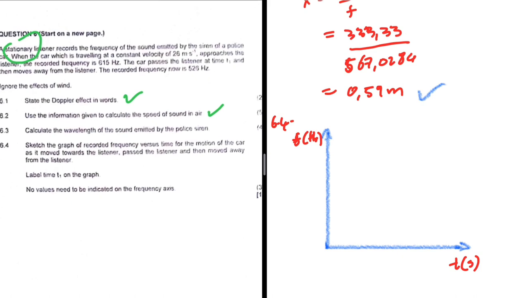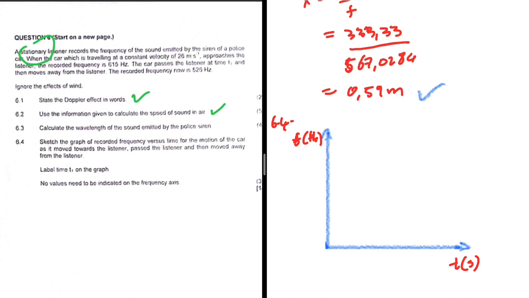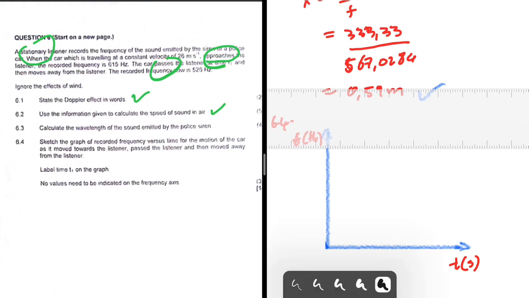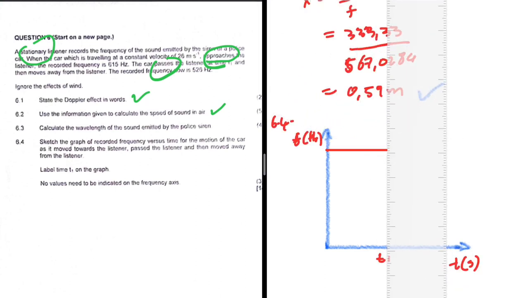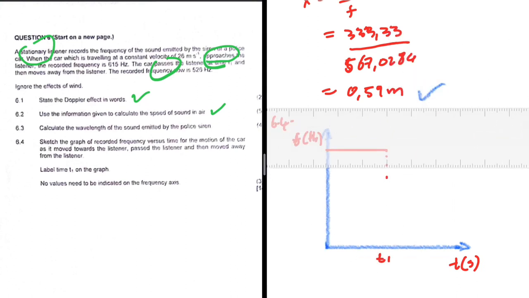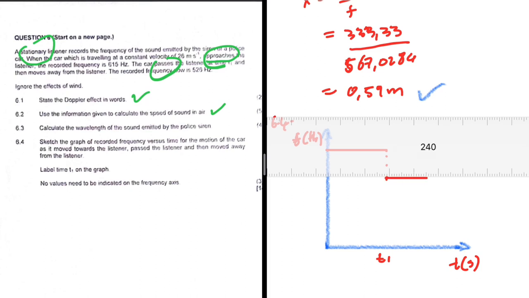Okay, so initially, is it moving away? It approaches initially, right? And then after that, it passes and moves away. So when it is approaching, we have a higher frequency. So somewhere here, this is our frequency when we are approaching. And then something happens at T1, right? At T1, it passes the listener and it's now moving away. So we are expecting something like this. The frequency is going to decrease.